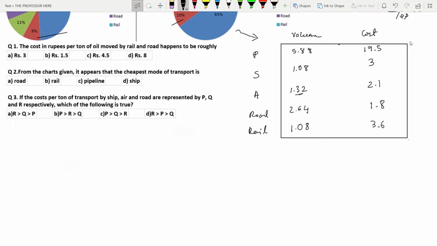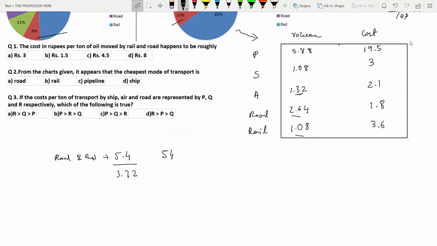So now we have transferred all the data values from the two pie charts into this table. So we have filled up the table. Now let's try to solve the questions. Question number 1. The cost in rupees per ton of oil moved by rail and road happens to be roughly. So what is the total cost of transferring through road and rail? It is 1.8 plus 3.6, so it becomes 5.4 million rupees. The question asks the cost in rupees per ton, so you have to divide it by the total number of tons transferred. So it is 2.64 plus 1.08. 5.4 divided by 2.64 plus 1.08, that is 3.72.